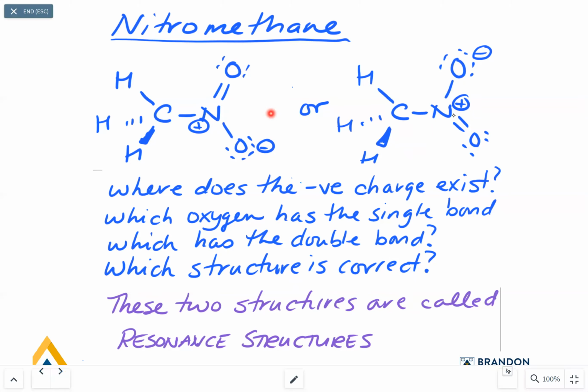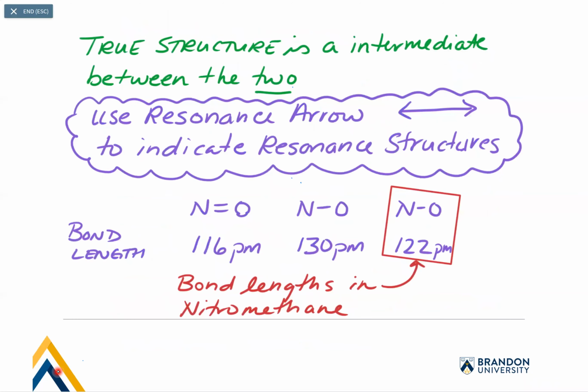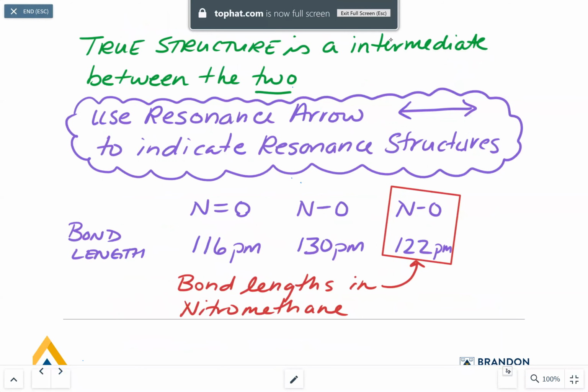So both of these two structures are resonance structures of what would be the true resonance hybrid. The true structure is an intermediate between the two, and we use this wonderful little arrow, the resonance arrow, which has got the two ends to it. This double-headed arrow. And so you would put one resonance structure on each side.